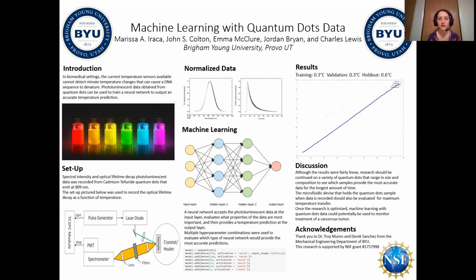Then we get a couple graphs that look like this. This is normalized data, which just helps put it all to the same scale, which makes it a little bit more comparable. This graph here on the left is the spectrum intensity data, and we can see that the peak of this wavelength occurs at 809 nanometers. And I had just said that we're using cadmium telluride quantum dots, whose peak wavelength is 809 nanometers. So this is good. This is what we expect to see.